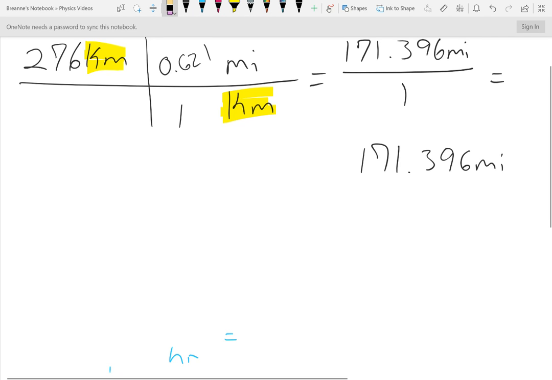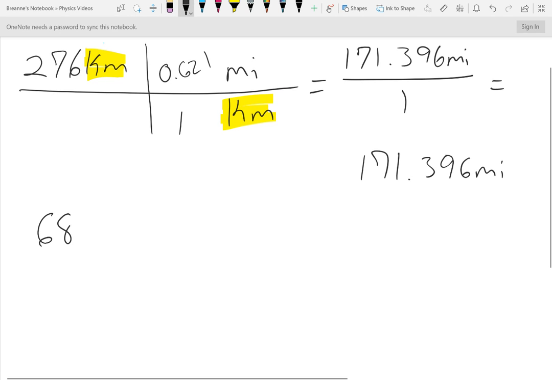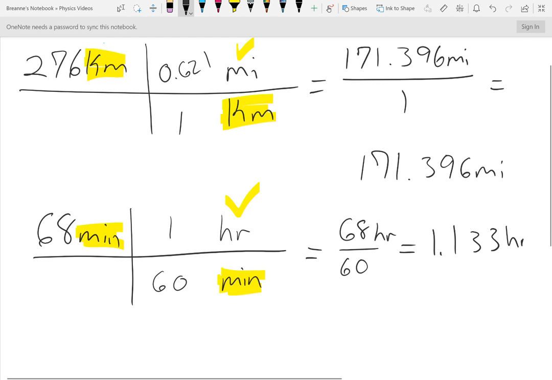Now let's focus in on the minutes. It says that she was traveling 68 minutes, but we don't need minutes, we want hours. So minutes need to go to the bottom because we want them to cancel. We need hours on top. So for 1 hour, 60 minutes. Minutes cancel, we want hours. So we multiply across the top, multiply across the bottom, then divide. Don't forget about your hour. Then you divide, and you get 1.1, lots of threes, hours.